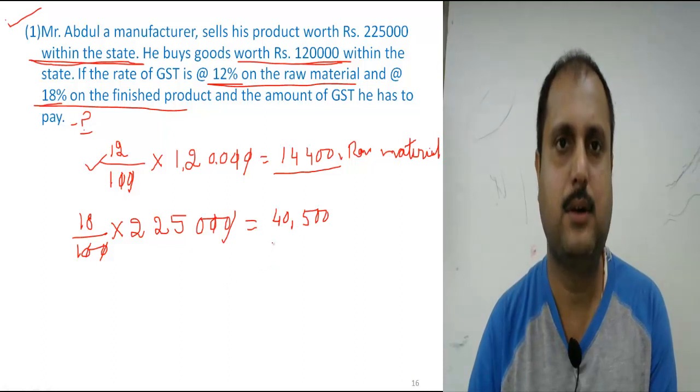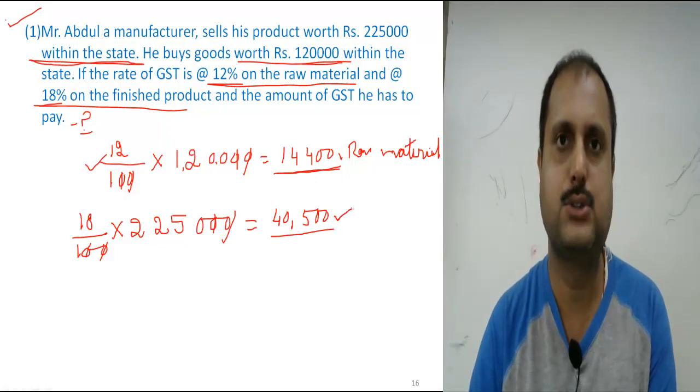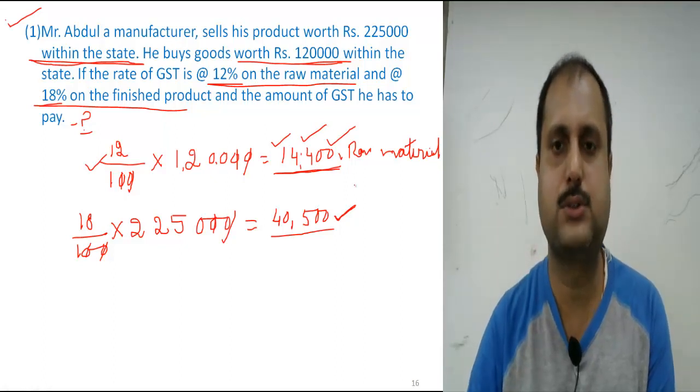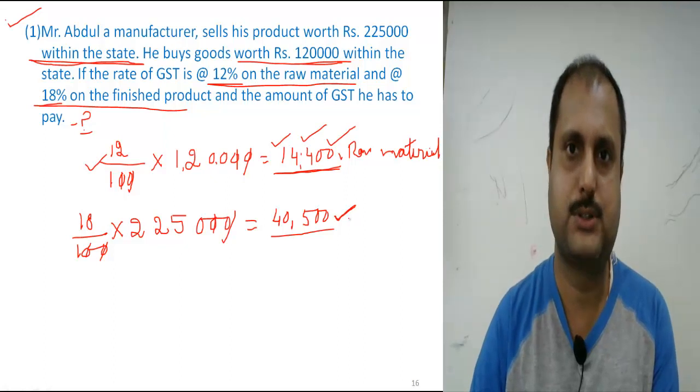Now you can understand the output GST is more and the input GST is less. This is the GST he has received after manufacturing and selling the product. And on the purchase of the raw material, he has to pay the 14,400. So 14,400 would be called the input GST, and 40,500 would be called the output GST.